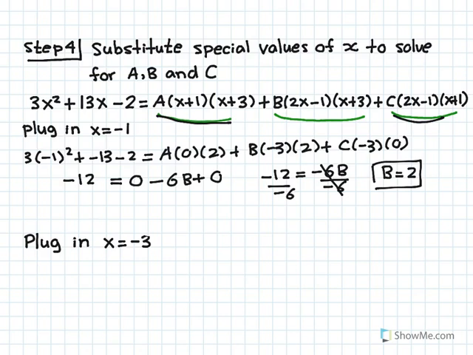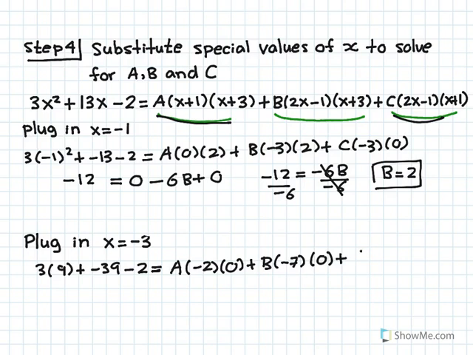Now let's plug in x equals negative 3. So we get 3 times minus 3 squared, which is 9, plus 13 times minus 3, which is minus 39, minus 2 is equal to, and we're going to get a times minus 3 plus 1, which is minus 2, times minus 3 plus 3, that's 0. Plus b times minus 6 minus 1, minus 7, times minus 3 plus 3, that's 0. Plus c times, we get minus 7 times minus 3 plus 1, which is minus 2.